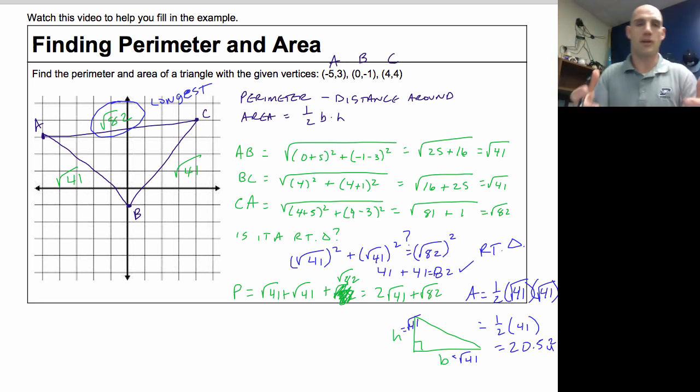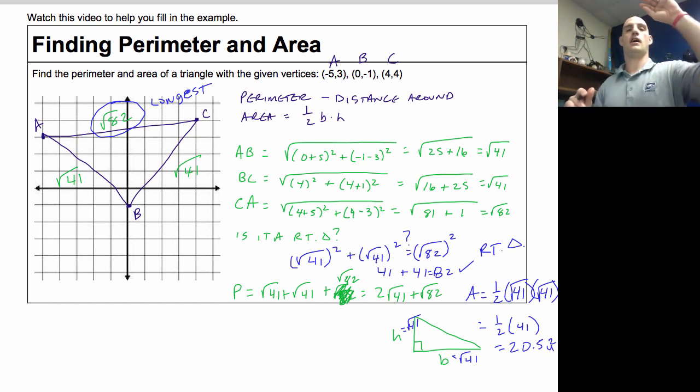Okay, so my perimeter, the three sides, I had to find their length anyway. Area, I found out it was a right triangle, so then I was able to find what the base and the height were and use the formula for that.